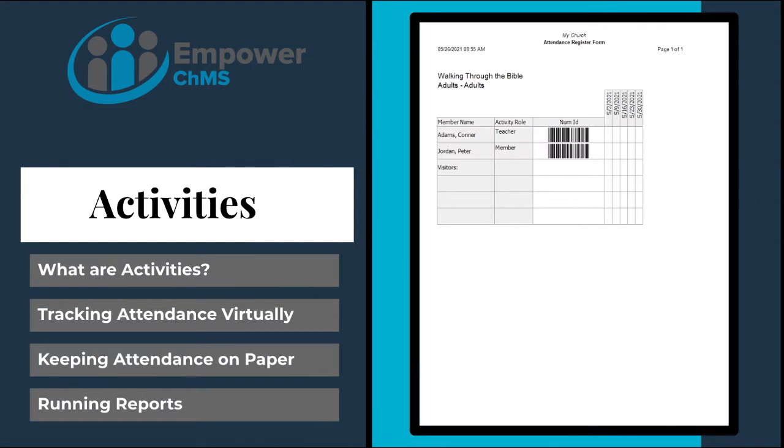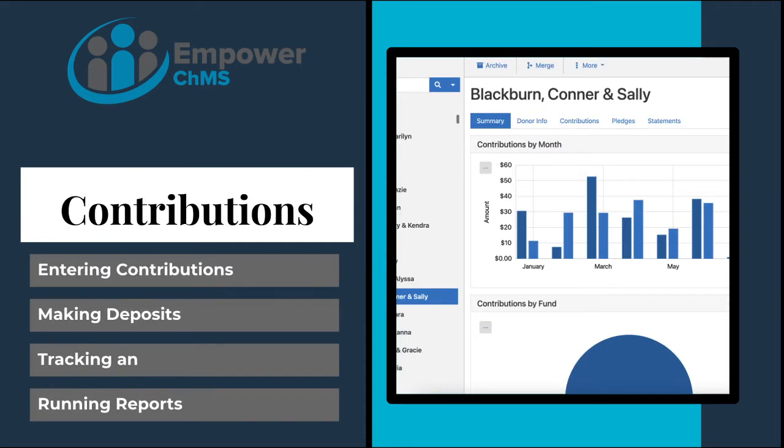We'll also walk through activities and what that looks like. Activities are basically your classes, and you can keep track of attendance. You can print out rosters, all sorts of neat things, and run reports on activities, and we'll look at that as well. Contributions is a huge part of a church management system.